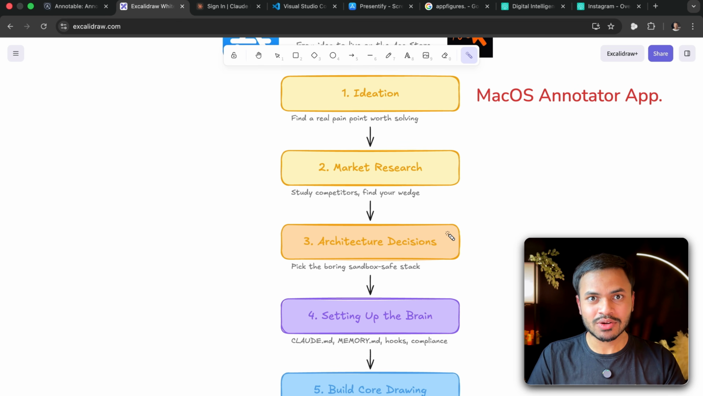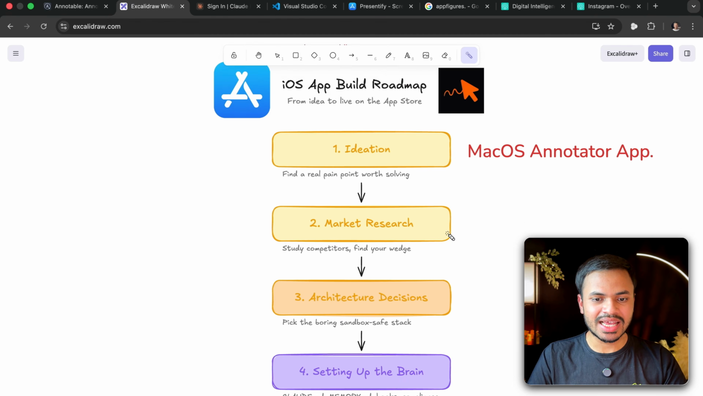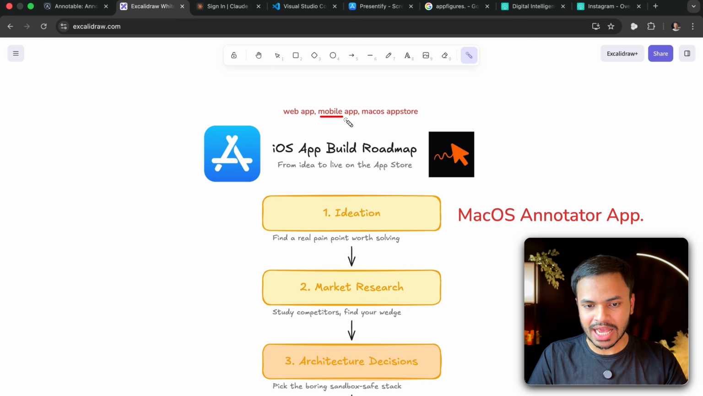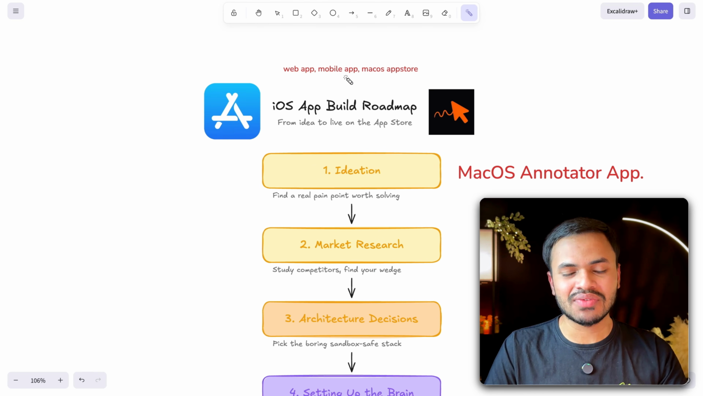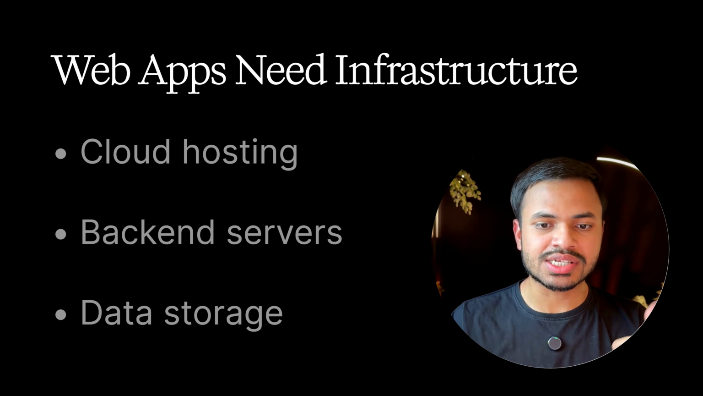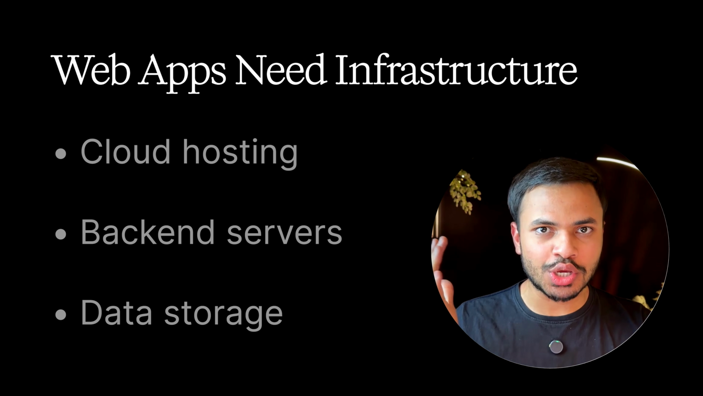Now this may vary for different use cases and different applications. Let's say you are creating a web app or a mobile application. You will need to factor in dozens of architecture and system design planning before you even start building. You need to have proper cloud hosting. You need to have actual servers that are storing all of your data.